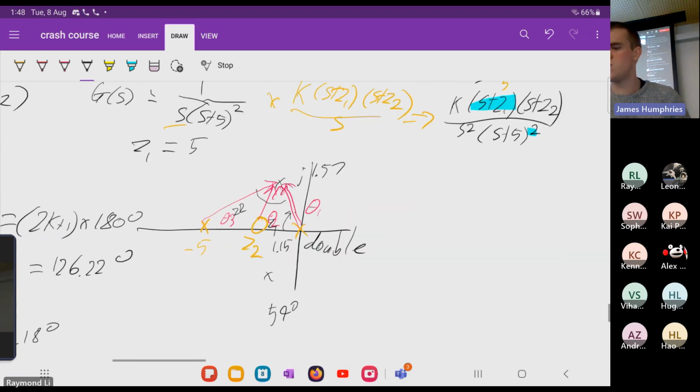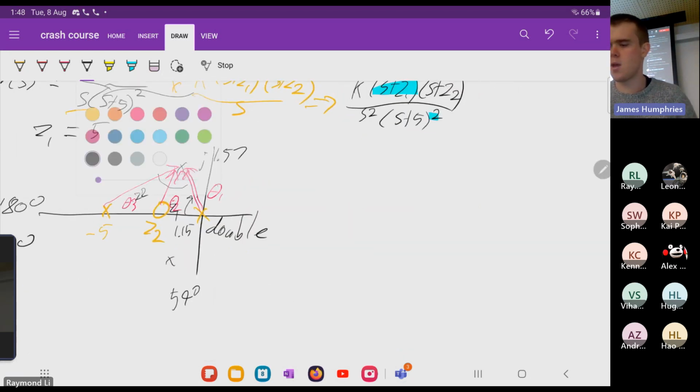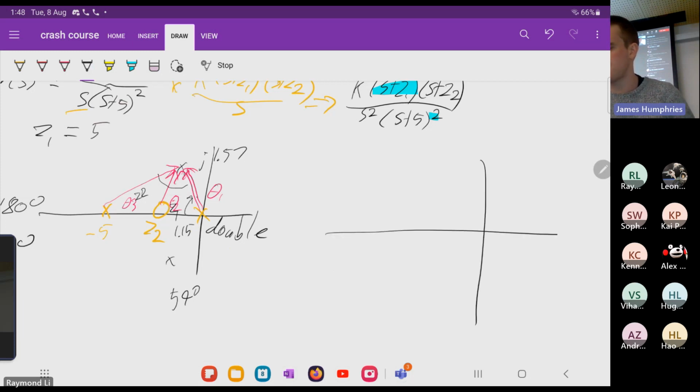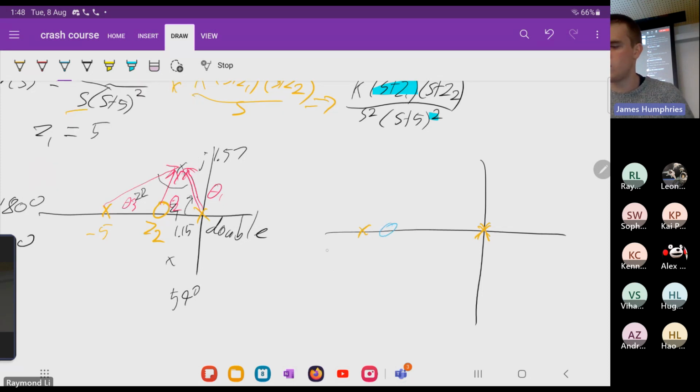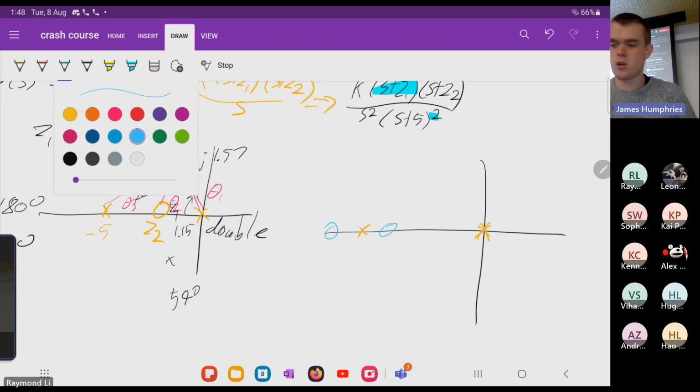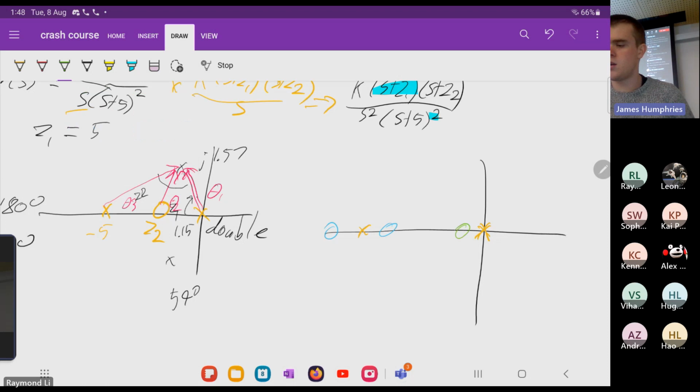If I think of this picture here, I've got a double pole here, another one here. When I go to place my zeros, I'm going to use a different color. I could have one here, one here. I could go even one here, one here, as long as they met the criteria of getting to that specific angle. So that becomes the issue.